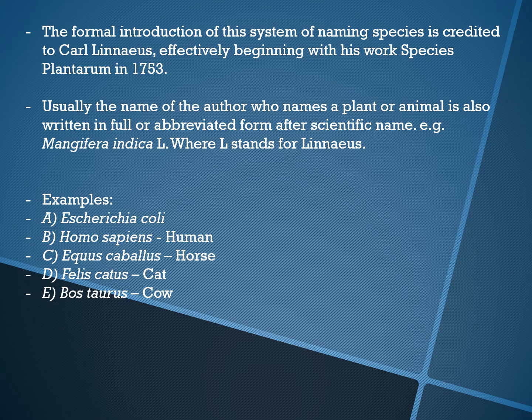Here are certain examples of binomial nomenclature, for example, Escherichia coli; Homo sapiens, the binomial name for human; Equus caballus, the binomial name for horse; Felis catus, the binomial name for cat; Bos taurus, the binomial name for cow. Students can find a large number of binomial names of different animals, plants and microorganisms as well.